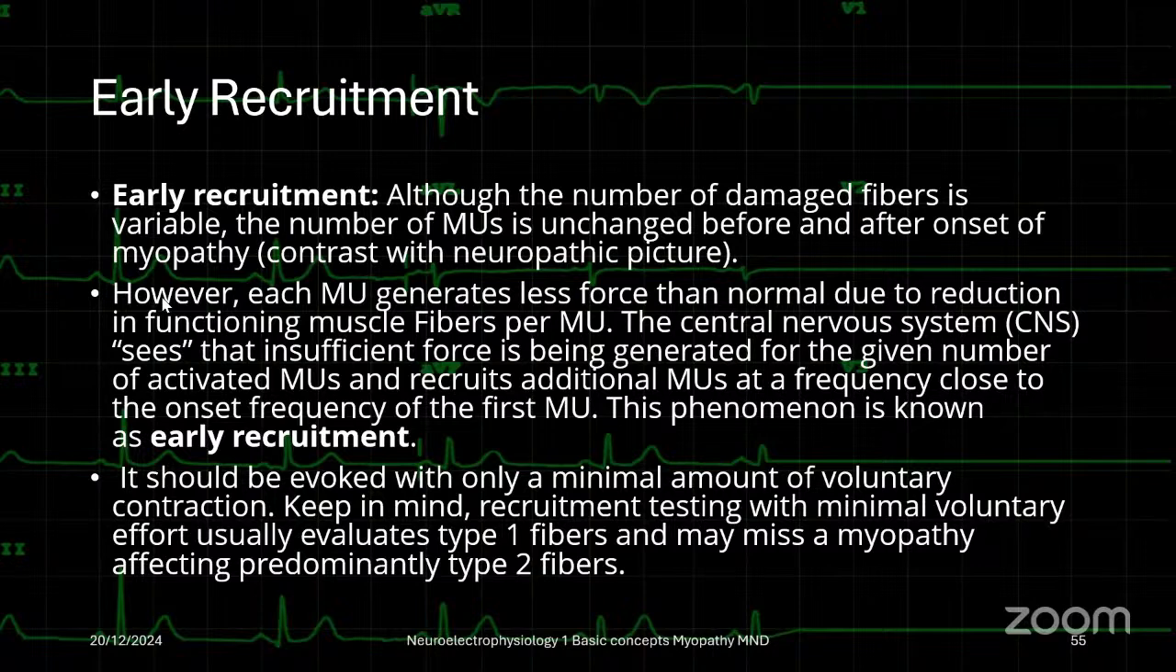Right. I'll open later. So this is called early recruitment. It should be evoked with only a minimal amount of voluntary contraction. Keep in mind, recruitment testing with minimal voluntary effort usually evaluates type 1 fibers and may miss a myopathy affecting predominantly type 2 fibers, which require slightly more force.